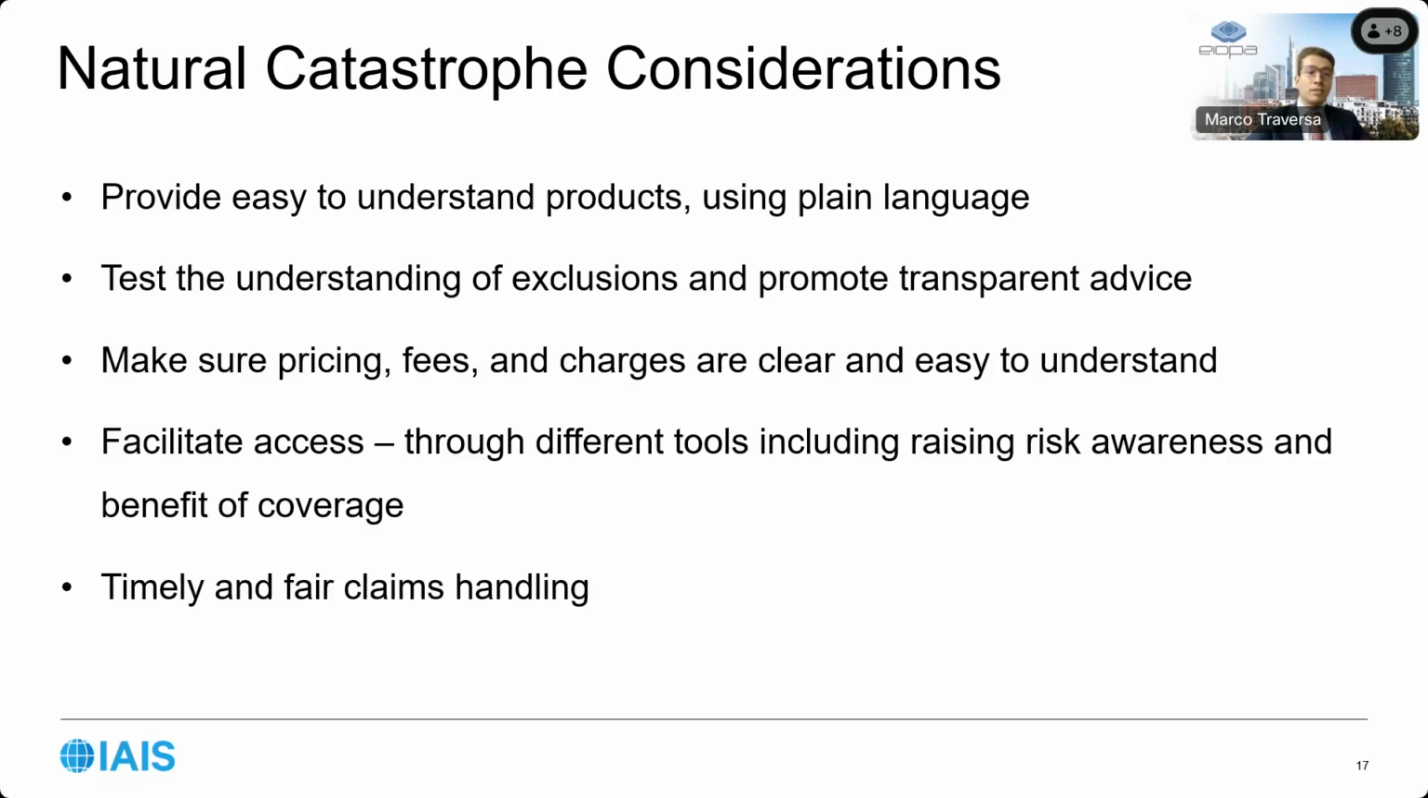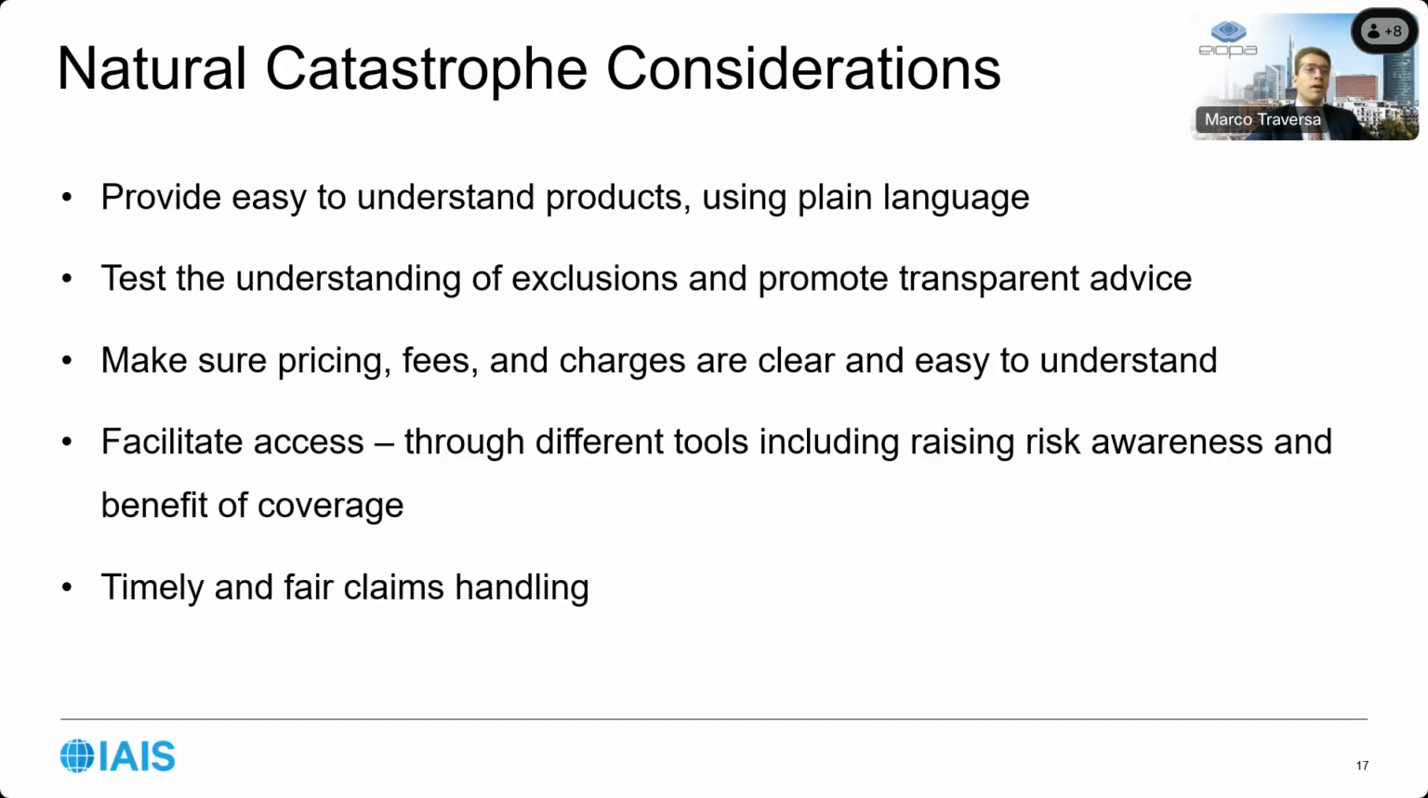Finally, the paper covers the last part of the product life cycle, which is the timely and fair claims handling. In particular, it highlights that when natural catastrophes materialize, consumers can be in a very vulnerable situation. So it is important that claims are handled in a timely manner. This includes, for example, trying to respond fast and within clear timeframes, and also ensuring that the payout is within clear timeframes. But it also highlights that the claims handling needs to be fair in relation to the situation in which the consumer is.